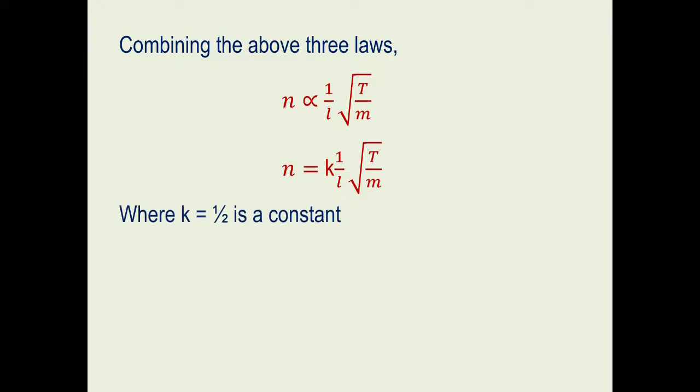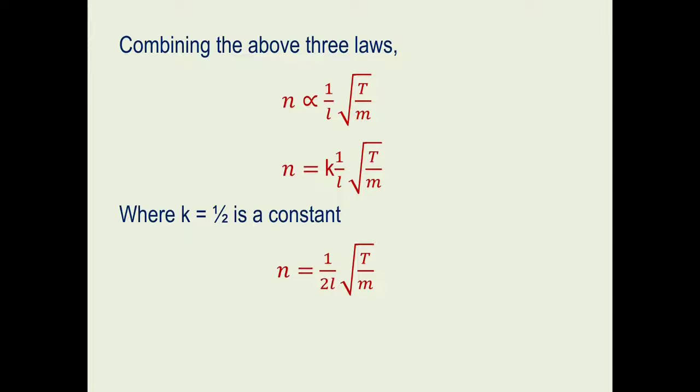Combining all these three laws, we can write n is proportional to 1 by L into root of T by M. To remove this proportionality, we introduce a constant k. So the fundamental frequency n is equal to k times 1 by L into root T by M. And this k is nothing but a proportionality constant whose value is 1 by 2. So the fundamental frequency n is equal to 1 by 2L into root T by M.